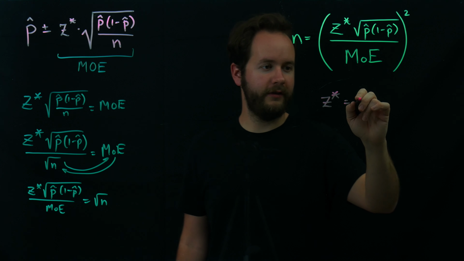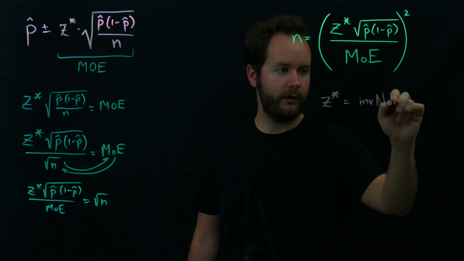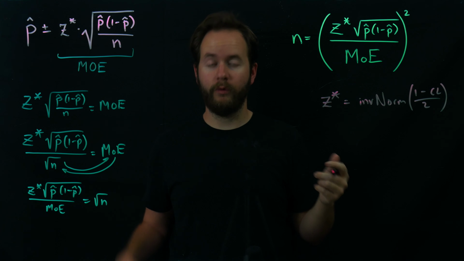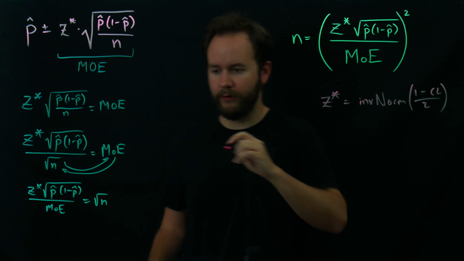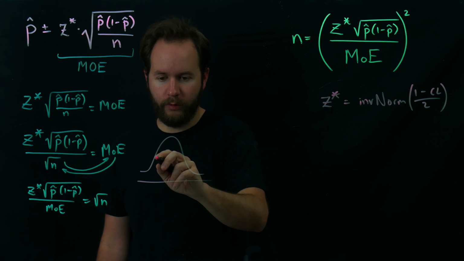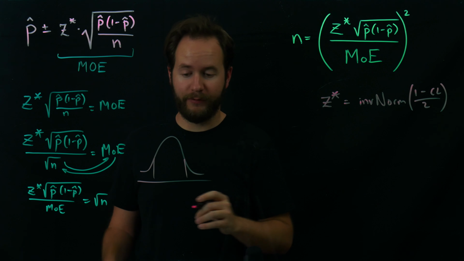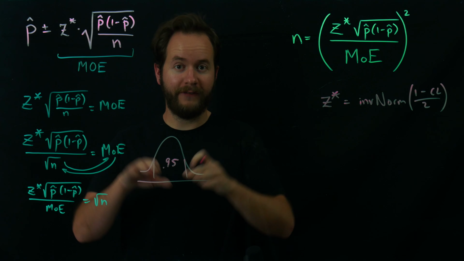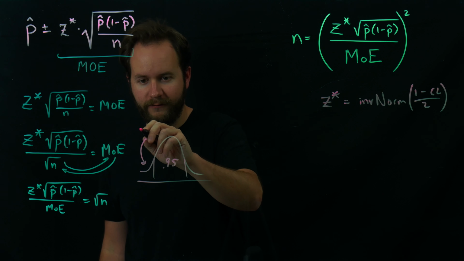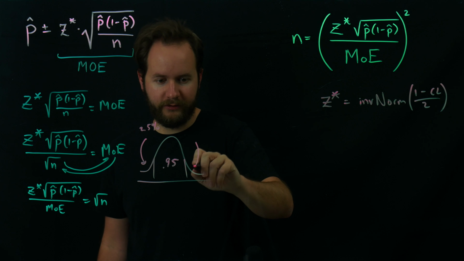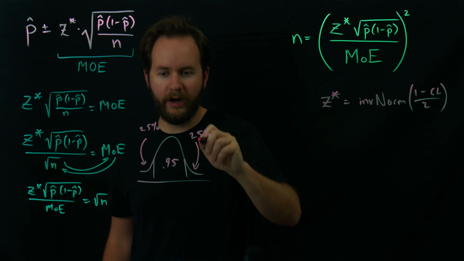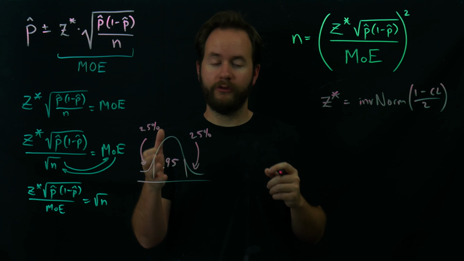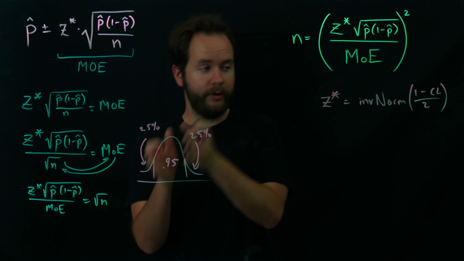So z star is inverse norm of 1 minus CL over 2. In this case, our confidence level, we want to be 95% sure. So if I were to draw a bell curve, what that looks like is we want to be 95% confident that the true proportion is somewhere in this interval. Of course, that means there's 5% total in the tails, or 2.5% here and 2.5% here, or as a decimal, 0.025. So we find that value in a table, or we can find it using inverse norm.